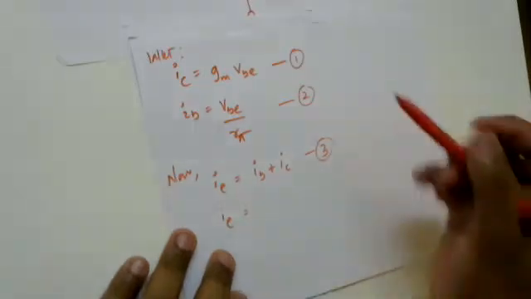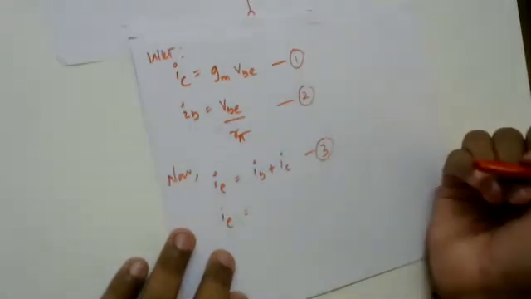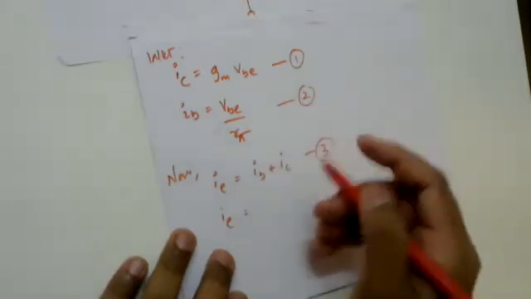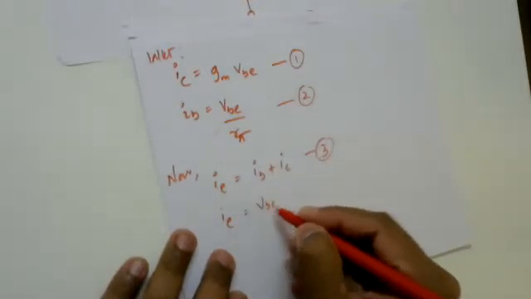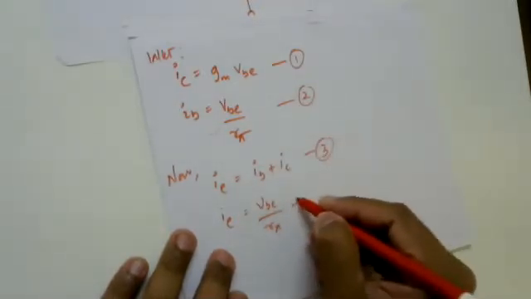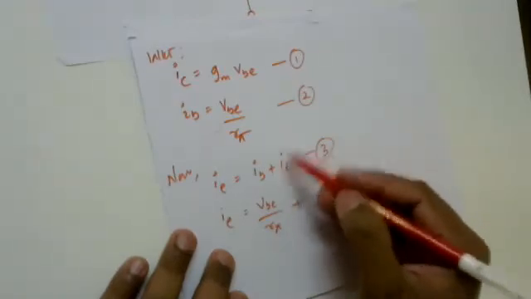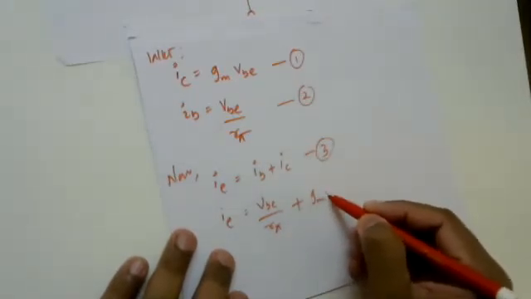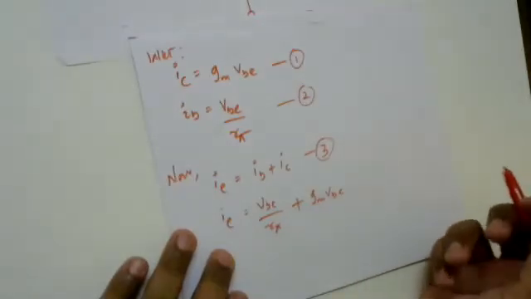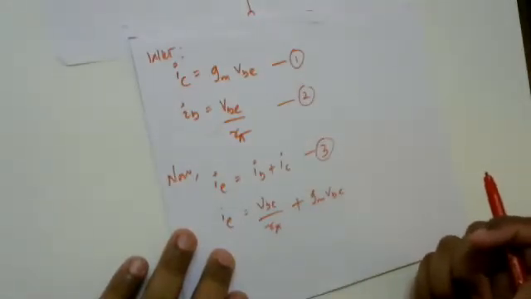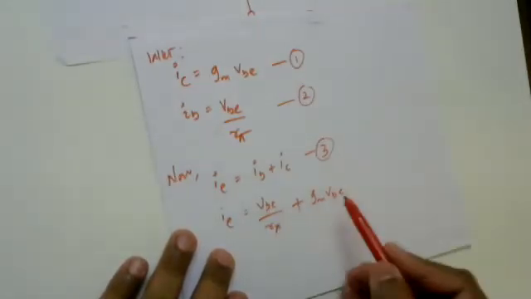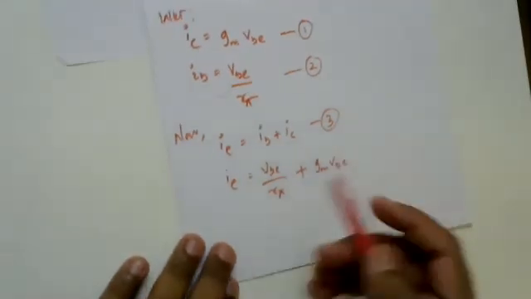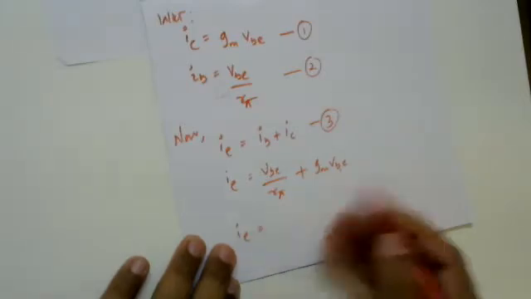So over here, I will just substitute equation 1 and 2 in equation 3. By which I'll be able to get the equation for IB as VBE divided by R pi plus, what's the equation for IC? The equation for IC is GM into VBE. So if you see, VBE is there in both the terms. So what I will do over here is take my VBE common outside.